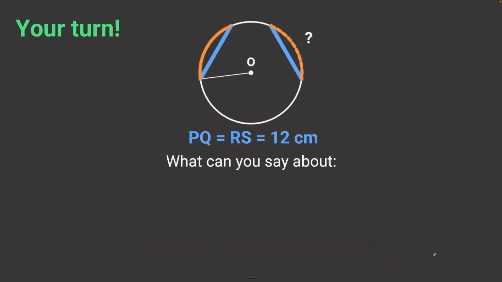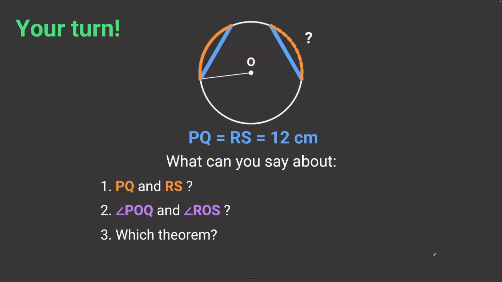Perfect. Now it's your turn. So look at this diagram. If PQ equal to RS equal to 12 centimeter, what can you say about PQ and RS? And what can you say about POQ and ROS? And which theorem is that?